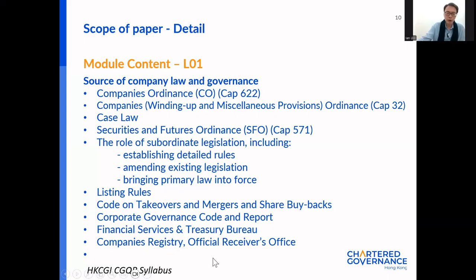The ORO, official receiver's office. They are also very important, but they play a more important role for insolvency. Okay, so they are basically the department overseeing these matters, whether it's corporate insolvency or personal bankruptcy.